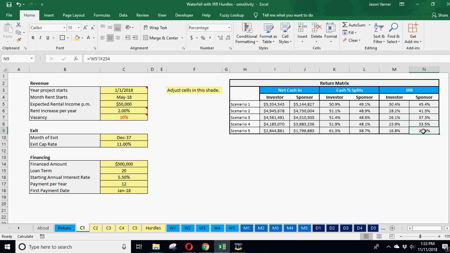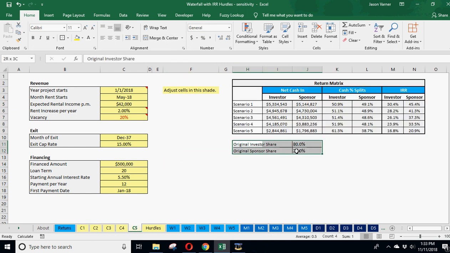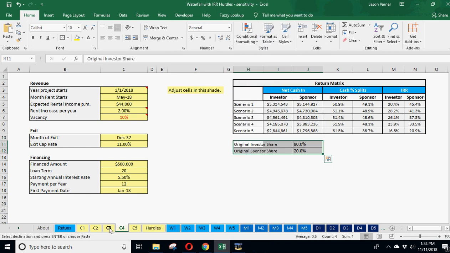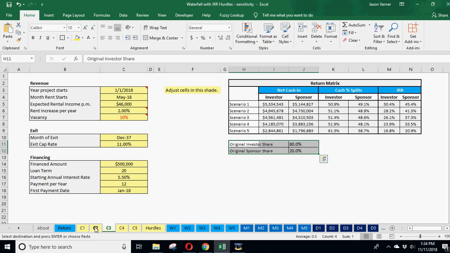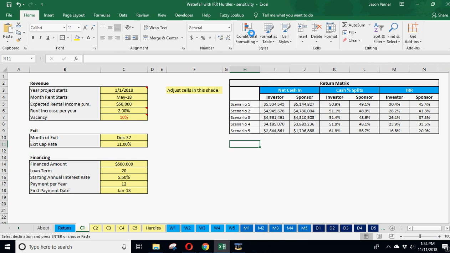Okay. So I think that's it, and I think this right here is the best illustration of the effects of the hurdles. You can see as you go up in the hurdle rate, you split the cash more evenly, but look at the cash flow to the investor is higher. And I don't know if it's going to be helpful, but the actual investment is the same in all these scenarios. And that's the key right there.